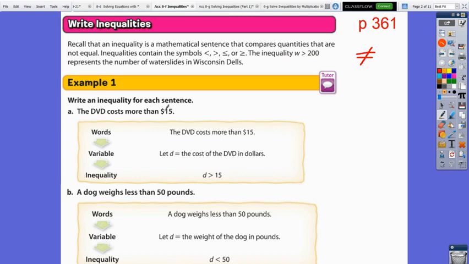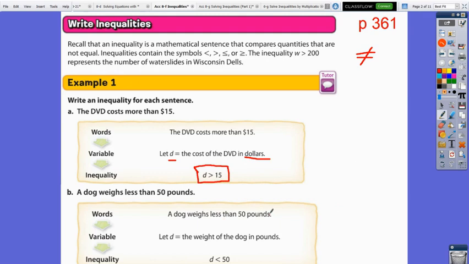All right, DVDs cost more than $15. More than $15 means that the price, which you have to define. In real world problems that we're going to model with an inequality, just like with an equation, define a variable. D is the cost of the DVD in dollars. And so if it costs more than $15, then your inequality is D is greater than 15.